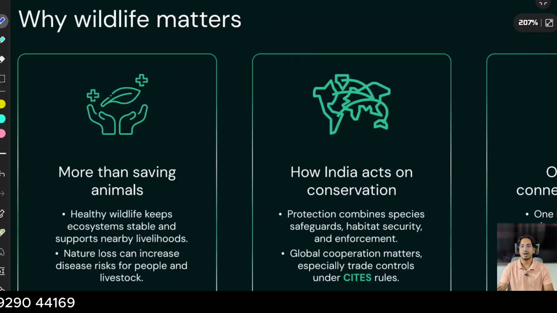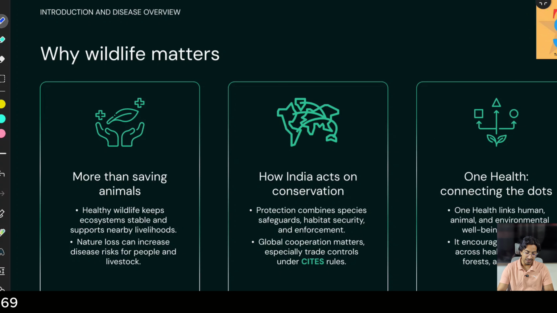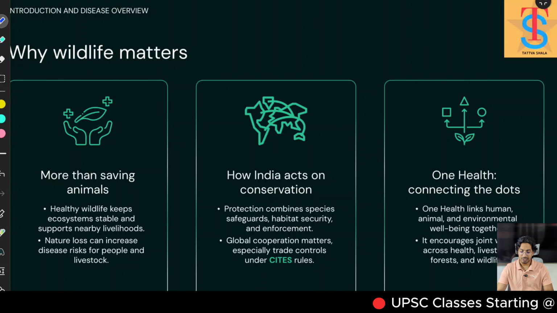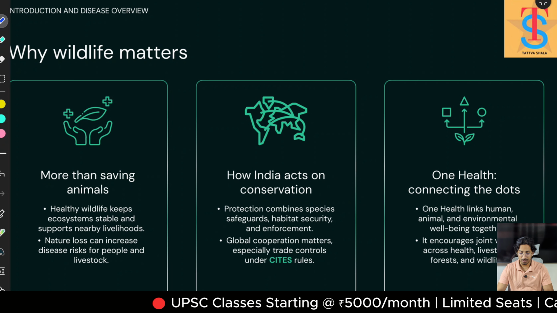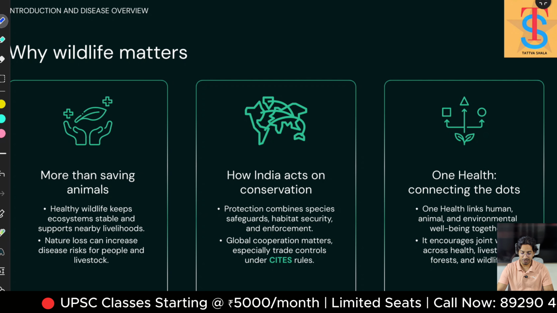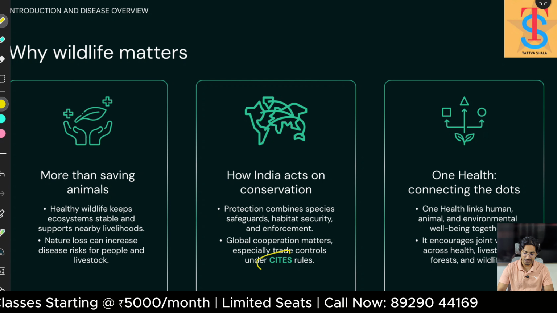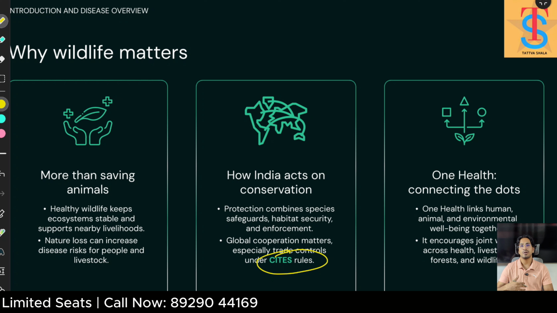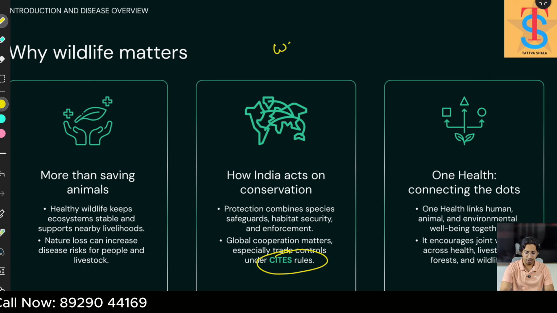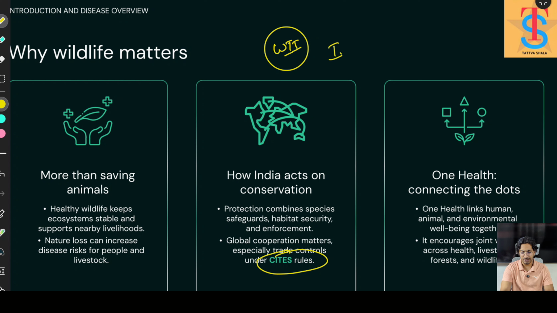So first thing, why wildlife matters. More than saving an animal, healthy wildlife helps keep the ecosystem stable and supports nearby livelihoods. Nature loss can increase disease risk for people and livestock. How India acts on conservation: protection combines species safeguards, habitat security and enforcement. Global cooperation matters, especially trade control under CITES. So here we have to focus on CITES and different schemes and regulations and how NTCA or WII helps in protection. And there are other integrated plans which we need to read about.